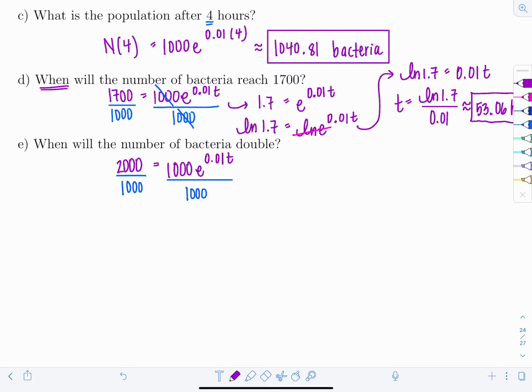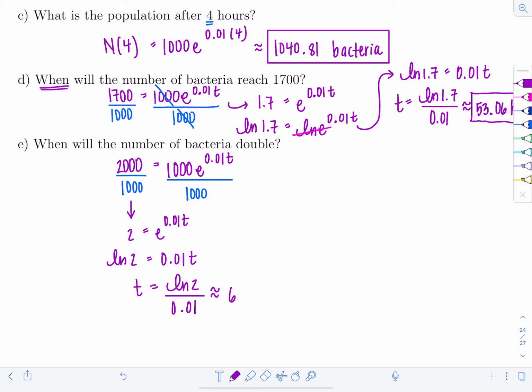And then we have 2 equals e to the 0.01 t. Again, like last time, let's take natural log of both sides. So ln of 2 equals 0.01 t. So t equals ln of 2 divided by 0.01, which is about 69.31 hours.